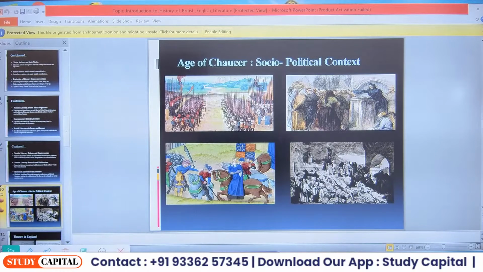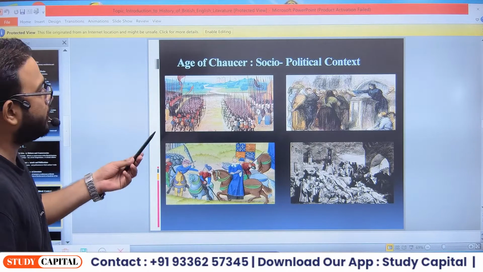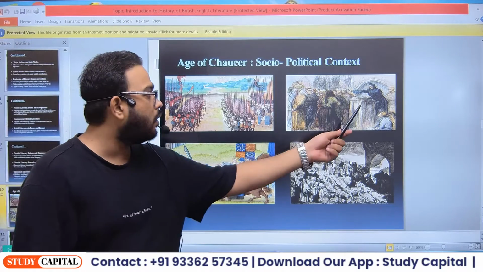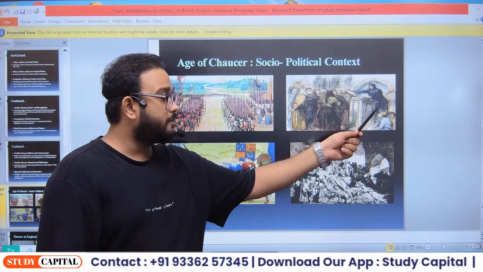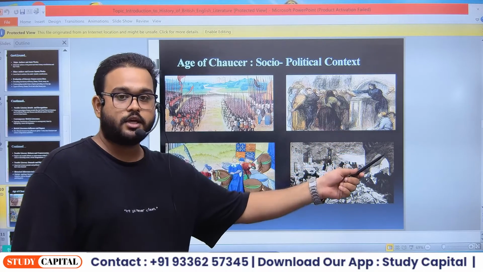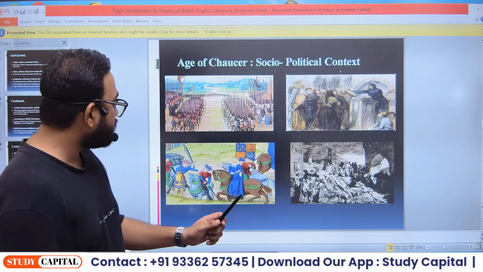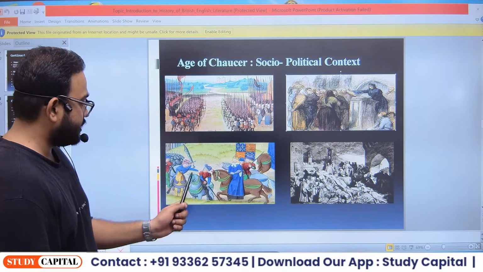Then you see, I mentioned these things. So the socio-political context, as I mentioned. You see, this is the picture of a war. This is a picture of how the Pope was the major authority in the age of Chaucer. The Roman Catholicism was prevailing. So that is there. Then you see the war that is taking place.